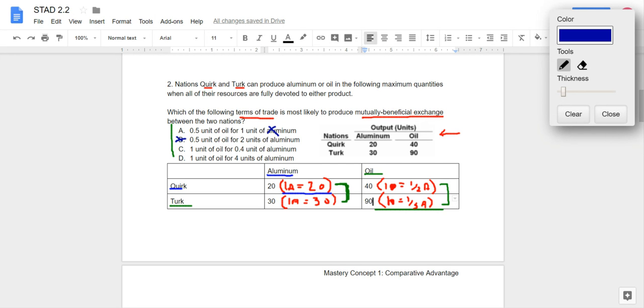Come down here, 1 unit of oil for 0.4 of aluminum. Is 0.4 between 0.3 and 0.5? Yes, it is. 1 oil between 1/2 and 1/3. That is going to be your correct answer because it falls within these terms of trade. Just for good measure, 1 unit of oil for 4 units of aluminum. It has to be between 1/3 and 1/2 aluminum. That is way too much, so that's not correct either. The only possible option we have is C.